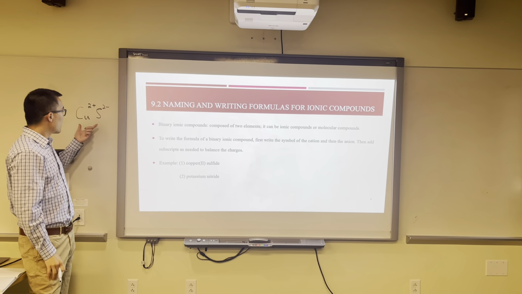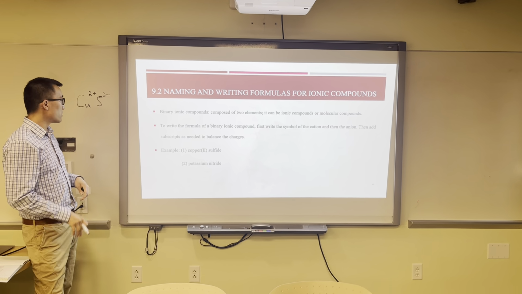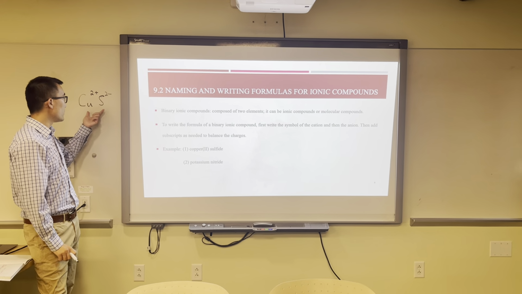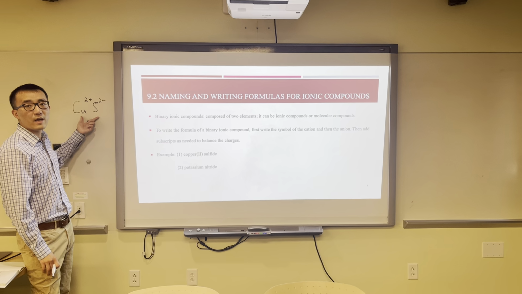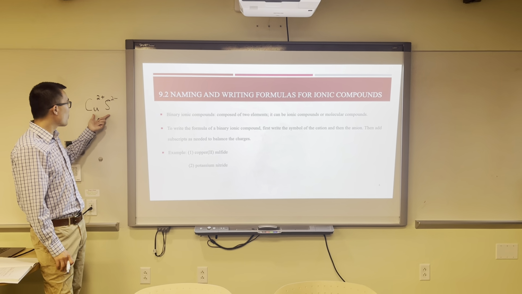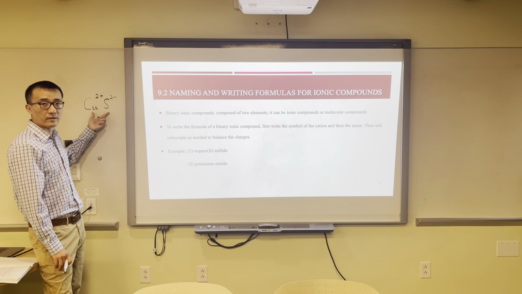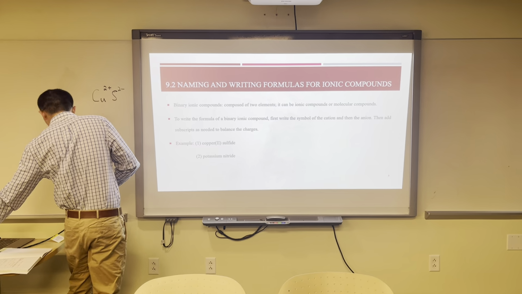All right, so let's take a look here. Like I showed you guys before, the overall charge for the cation and anion has to be 0. So in this example, 2 plus and 2 minus added together give us a 0. All right, so that means we only need one of each of these, which gives us a neutral charge of 0.